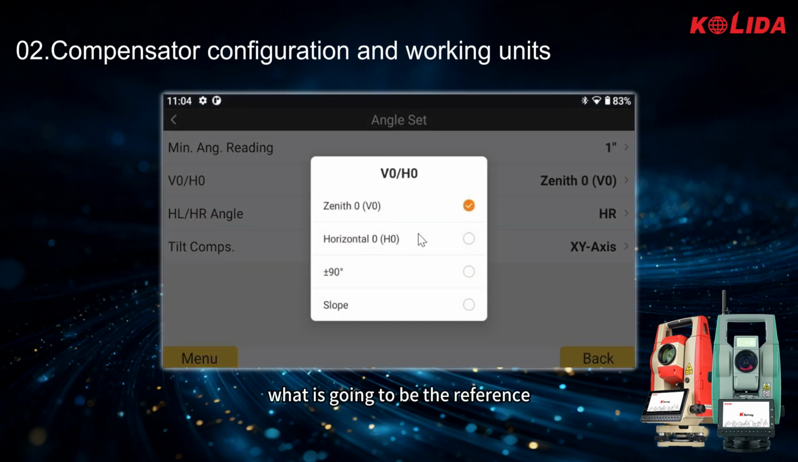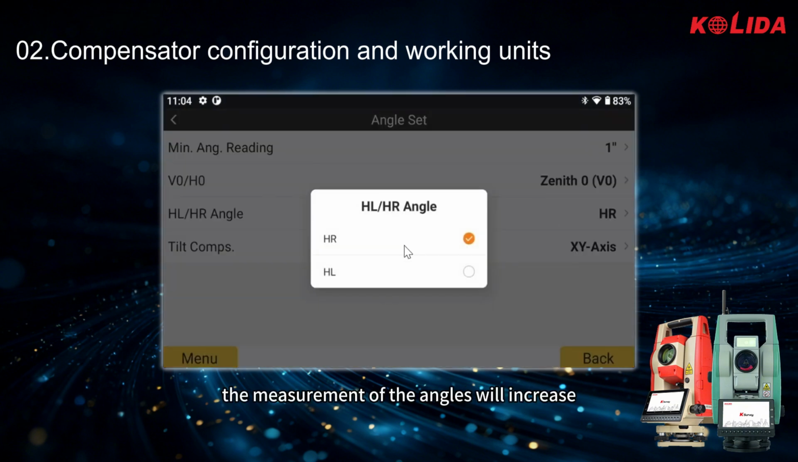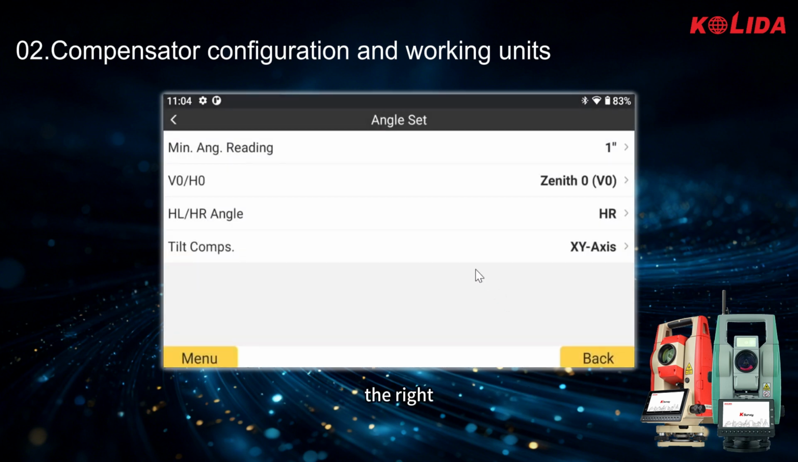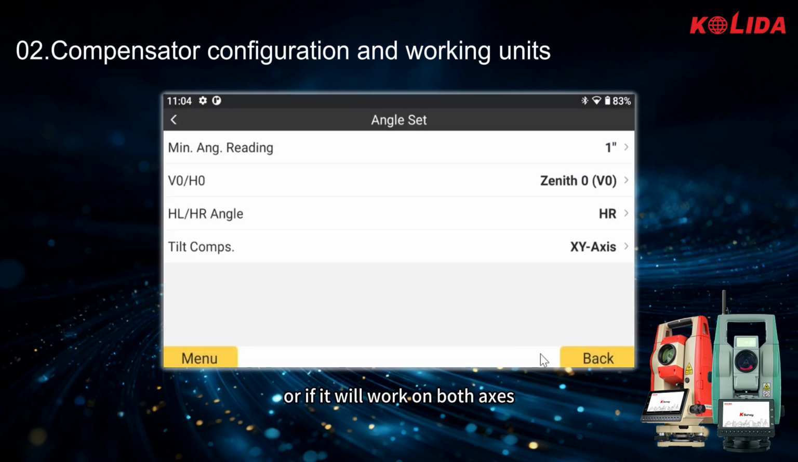What is going to be the reference for measuring vertical angles? Here we have the horizontal plane, which would be 0, left-right angle, that is, towards which the measurement of the angles will increase. It will always be clockwise, that is, towards the right. And the compensator, if it will be off, if it will work on the x-axis, or if it will work on both axes.